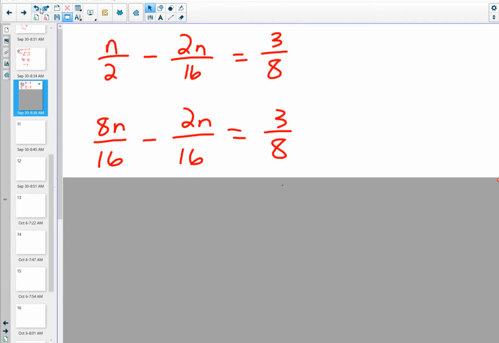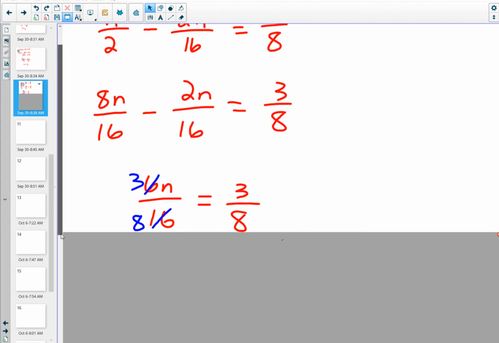Now I can bring those 2 fractions together as they've always wanted to be. The 16 stays the same. What is 8n minus 2n? 6n. Okay.